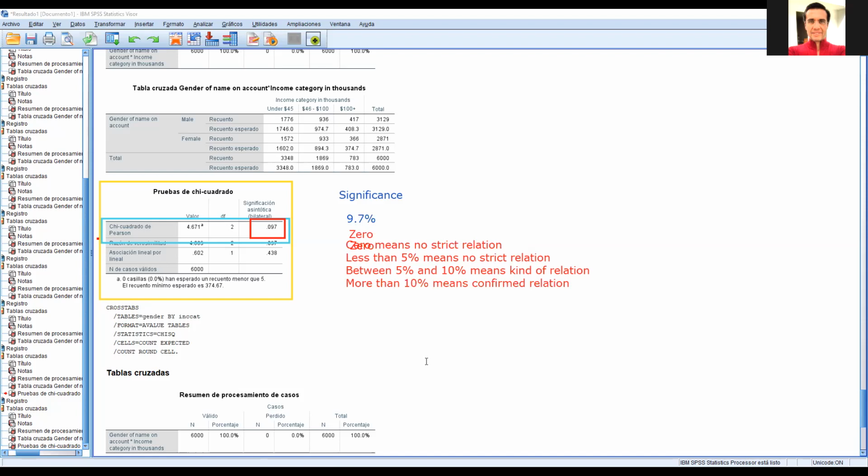Okay, so there you have it. 0 means no strict relation, so then the difference is just by chance. Less than 5% also, no relation, just by chance. Between 5 and 10 means a kind of relation, and more than 10 means a confirmed relation.